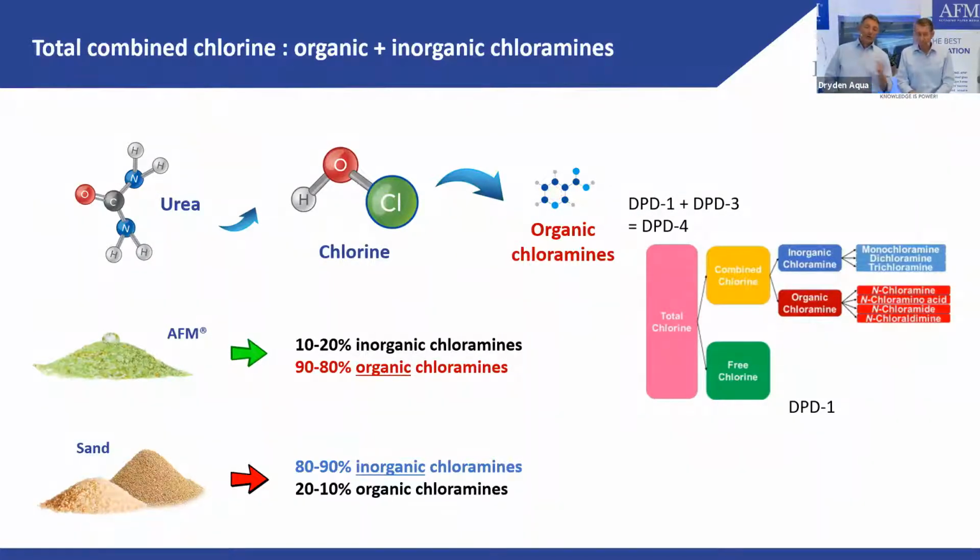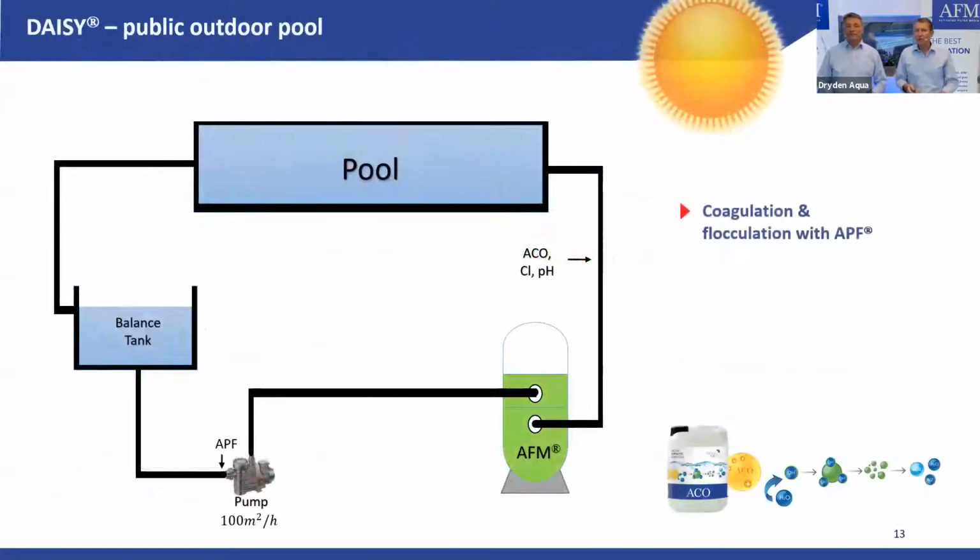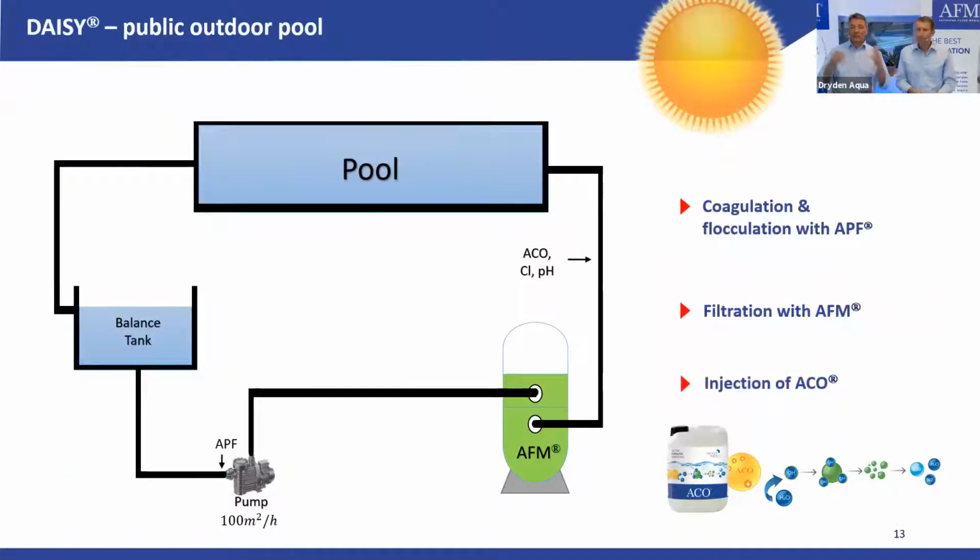But again, let's go into the public pools and see how that works in reality. Exactly. What options do we have to reduce combined chlorine? Let's start with the outdoor pool. Here you will probably never have, not even with sand but definitely not with AFM, any problem with combined chlorine. You will always be below 0.2.